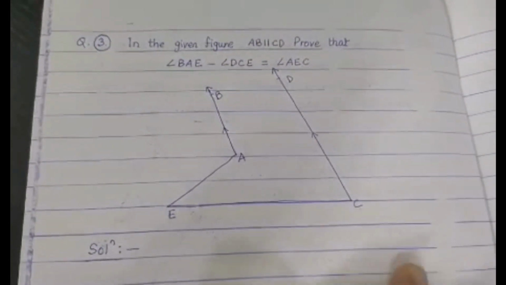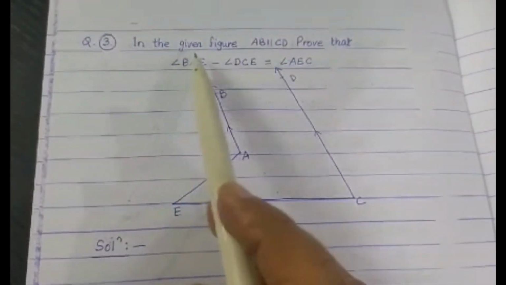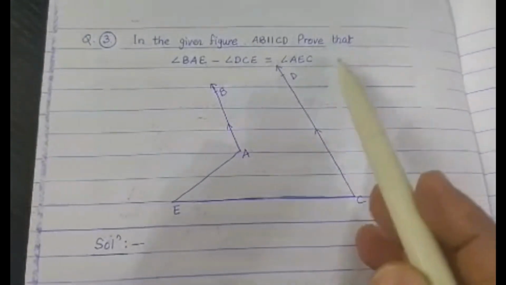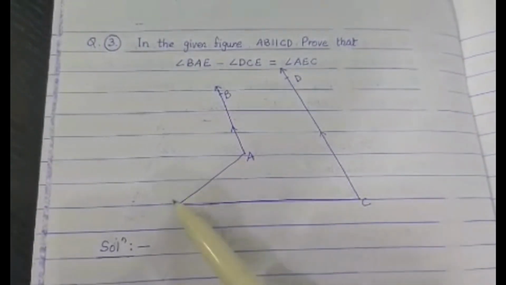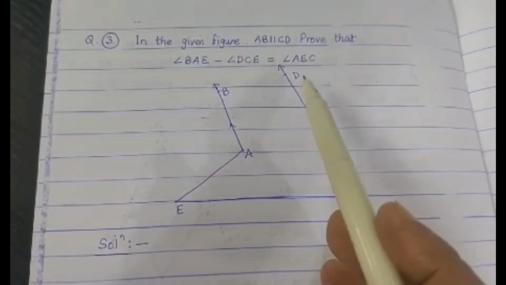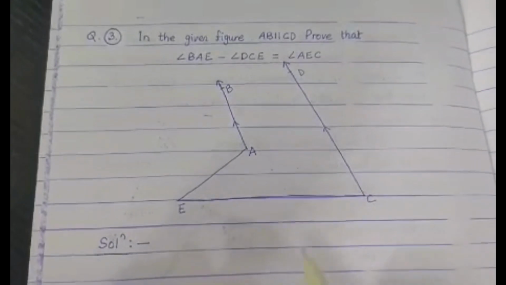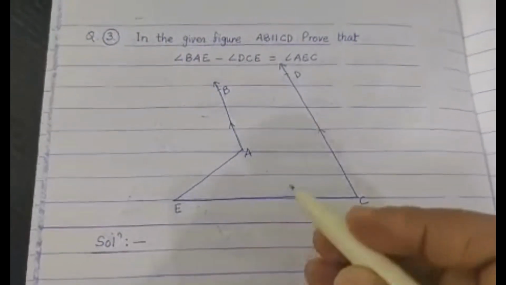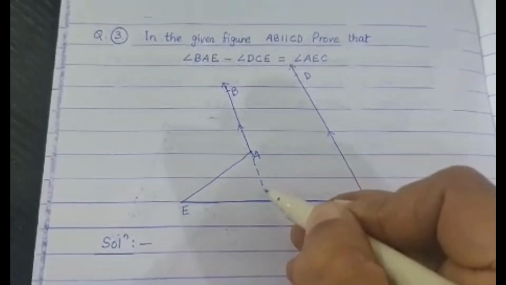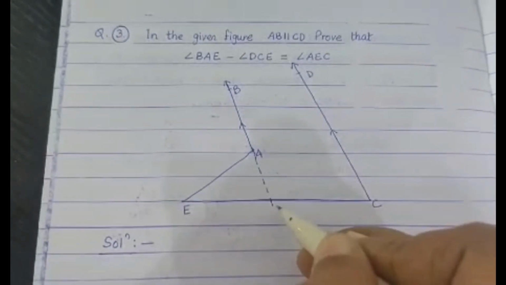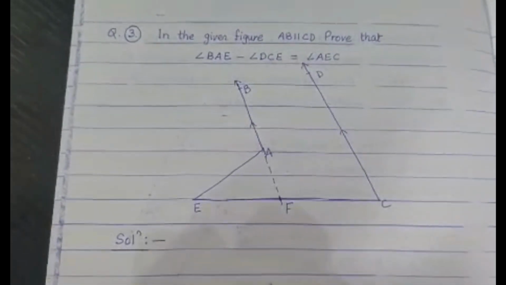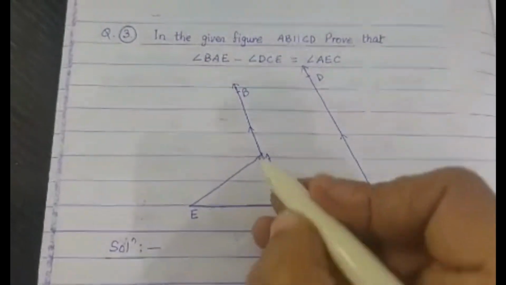So guys, let us see this question. The question is like this: in the given figure, AB is parallel to CD. Okay, AB is parallel to CD. Prove that angle BAE minus DCE is equal to angle AEC. Okay, we will solve it. First of all, let us extend this line. Let us extend this line like this, meeting this side EC at point F, and let us name the angles.